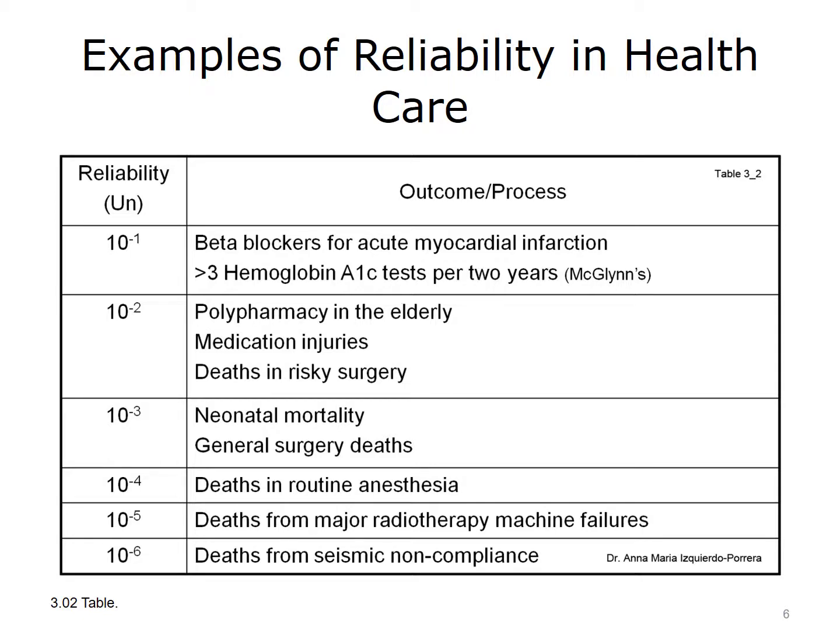The use of beta blockers for patients with acute myocardial infarction and the testing of hemoglobin A1C in diabetic patients are some of the least reliable processes. Reliability of the system improves when considering outcomes such as deaths in risky surgery, neonatal mortality, and deaths in routine anesthesia. The most reliable processes underlie outcomes such as deaths from major radiotherapy machine failures or from seismic noncompliance.